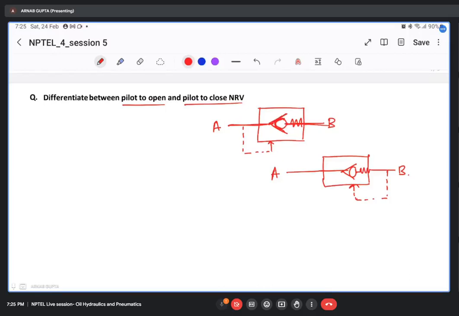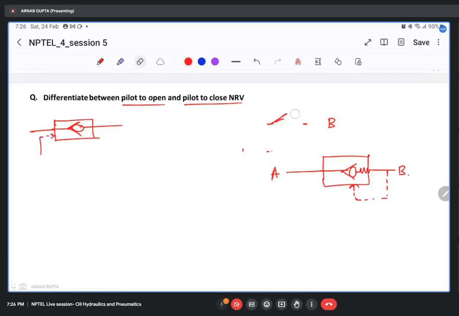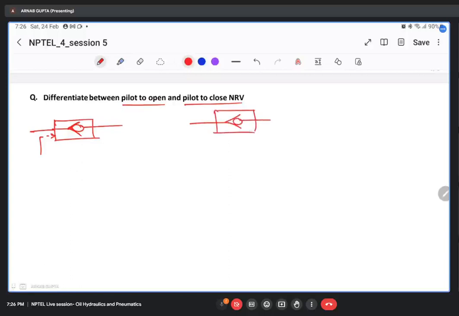Let me just draw it here once again. If you're taking it from the upstream, in that case, you're taking it from the... So this is the downstream, this is the upstream, and these are your A and B ports.